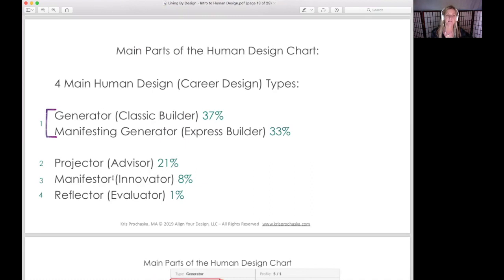Then we have the manifestors or the innovators in the business terminology. I also like to think of them as the quote unquote initiators. They're about 8% of the population. And then finally, we have the reflector or evaluator, which is about 1% of the population. They're very special, rare gems, are evaluators.